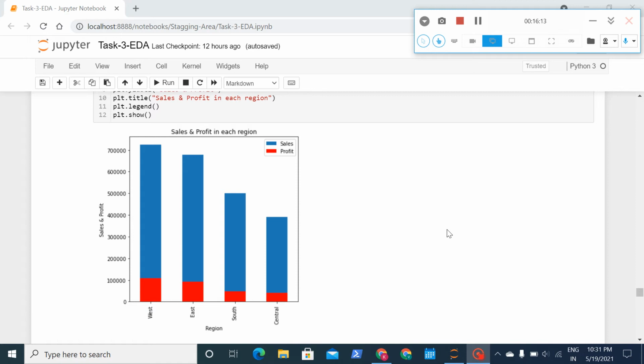Plotting sales and profit region wise. Here we will be plotting the sales and profit over the west, east, southern and central regions. We can see that the west and east regions have comparatively more sales as well as profit than the southern and the central regions. So we have to improve sales and profit in the southern and central regions, and we also appreciate the western and eastern regions for having more sales as well as profit.